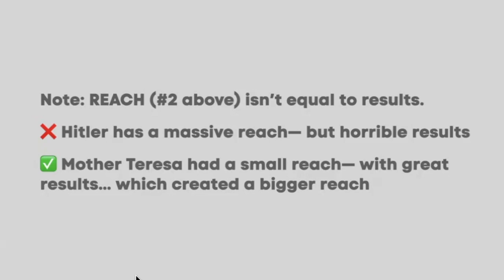Look at these examples that are on the screen for you. I heard someone throw these. I don't remember where it came from, but somebody made the observation: Hitler had a massive reach, but horrible results. Reach did not equal good results. Reach did not equal, hey, this stuff works. What he's teaching actually benefits people. It was disastrous.